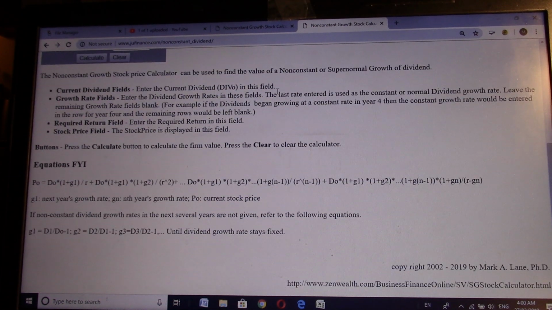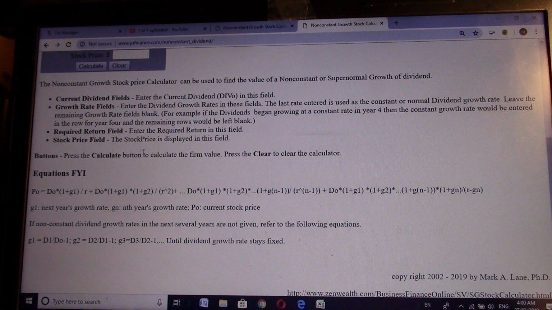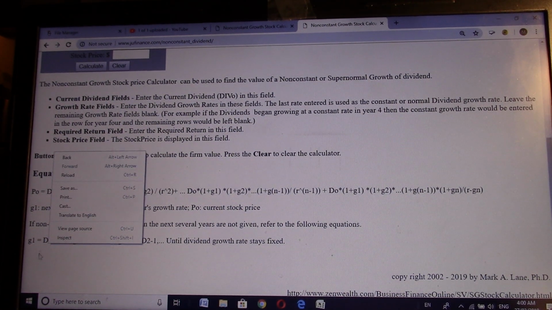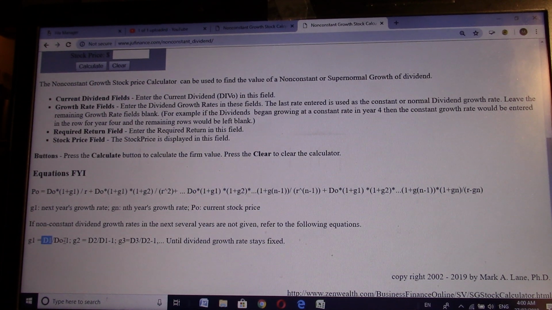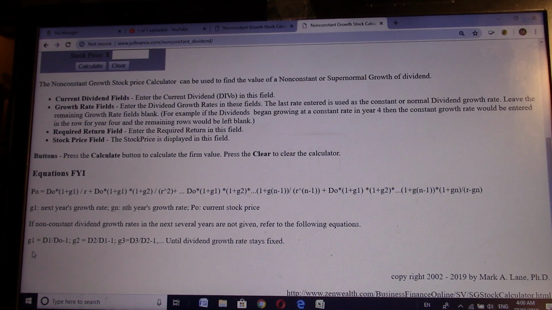If the dividend growth rates are not given, but this calculator needs growth rates, you can use the actual dividends given. For example, if D1 is a number given and D0 is another number, you can use D1 over D0 minus 1 to get G1. This is the general concept. Let's now go back to the real questions and give it a try.